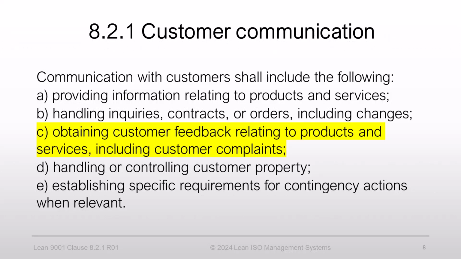Customer feedback relating to products and services, including customer complaints. Let's separate feedback and complaints categories for this discussion, as we will discuss complaints in element 10.2, Nonconformity and Corrective Action. A typical process for collecting customer feedback is distributing periodic, quarterly, or annual requests to customers to comment on the quality of your products and services.